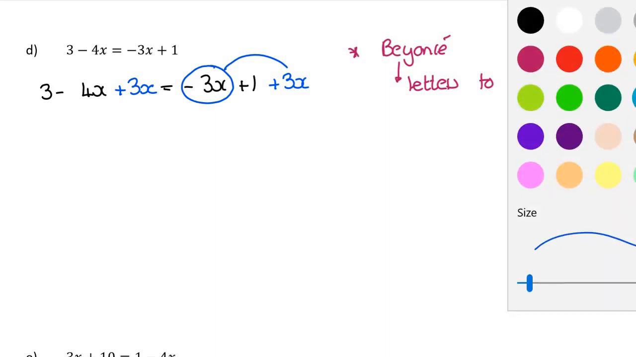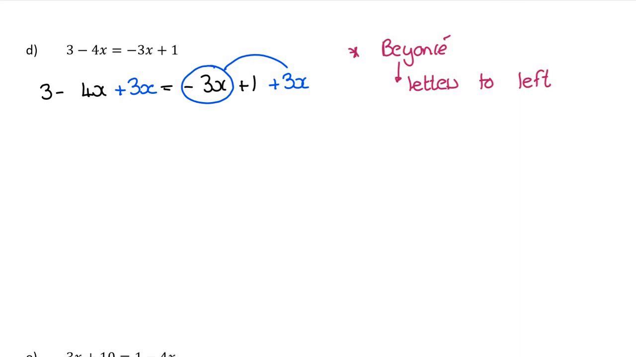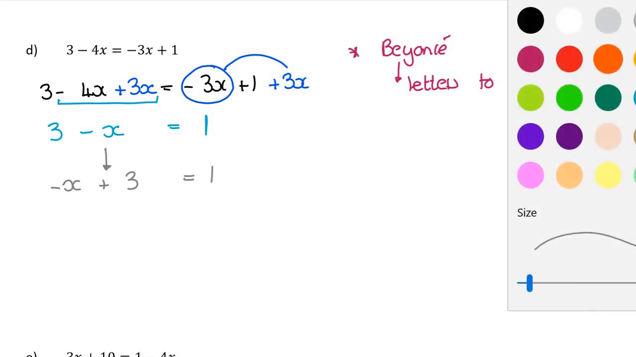So now the next step, I'm pretty sure said collect up like terms. So these two are like terms. So 3 isn't, but take away 4x plus 3x is minus 1x. 3x take away 3x disappeared and I'm left with 1. So now I'm back to a very standard topic 1 type equation. Now there's 2 ways to solve this and I'm going to do both. Some people prefer to move this around, so to put the negative x first and then the plus 3. So now I'm back to topic 1.